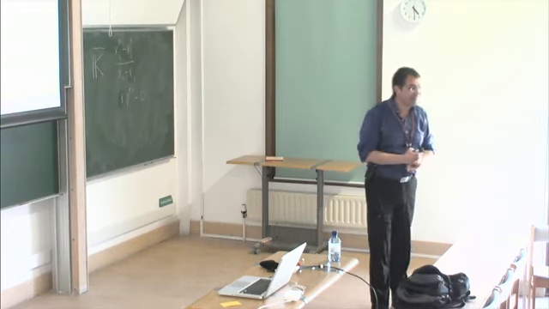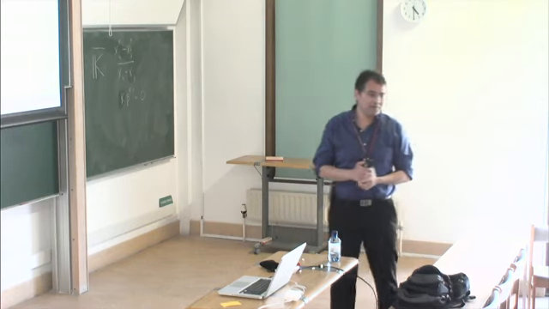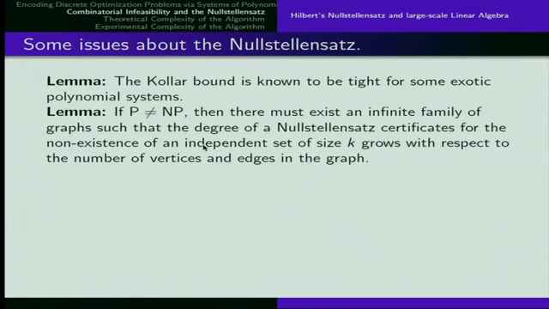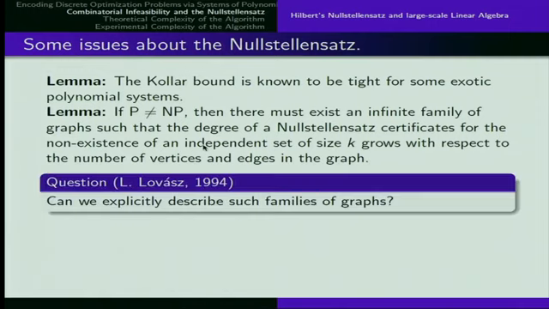If you believe that P is not equal to NP, then because we're working on a problem that is NP-hard, there must exist an infinite family of graphs for which the degree of these Nullstellensatz certificates, for the independence number and for k-colorability (because 3-colorability is NP-hard too), must grow. So they must grow with the number of vertices or edges of the graph. If you believe just that, there must be some growth in the degrees.